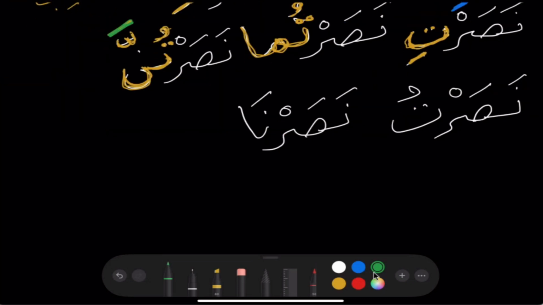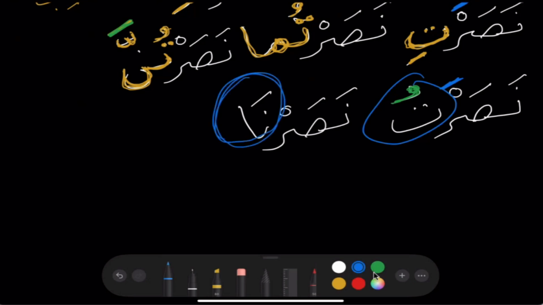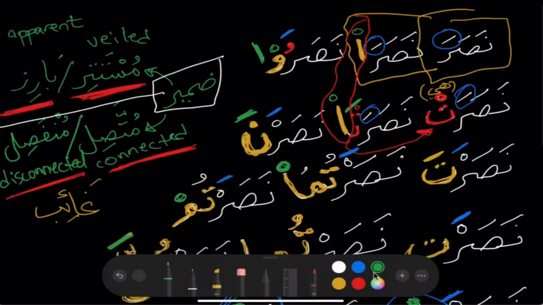Then Nasartu, I supported. So the ta is damirun muttasil. Suffix pronoun mabniyun ala dam, built with a dam. So you don't say here taqdiruhu ana. The implication is I. No, it's just nasartu. And nasarna, na is damirun muttasilun mabniyun ala sukun. We supported. Okay. Any question?